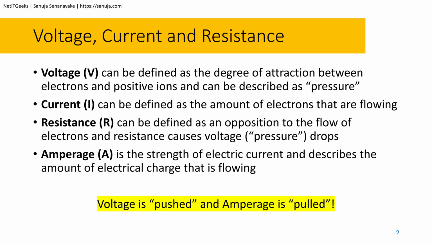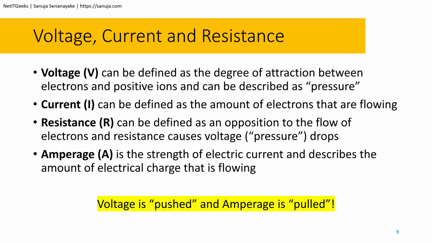Okay, so let's look at voltage, current, and resistance. Voltage, typically denoted by the capital letter V, can be defined as the degree of attraction between electrons and positive ions, and can be described as a pressure. If you look at the wires as a pipe, voltage will tell you how much pressure is within that pipe. So that is basically the pressure in your circuit.